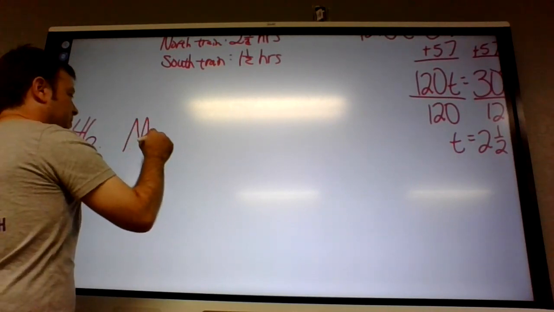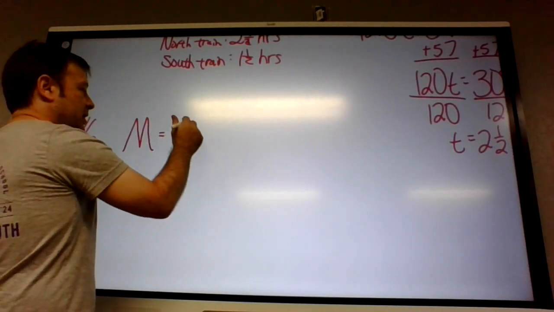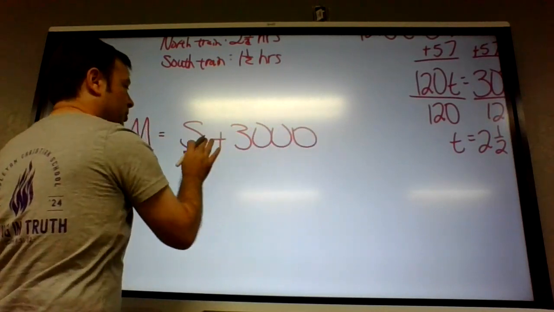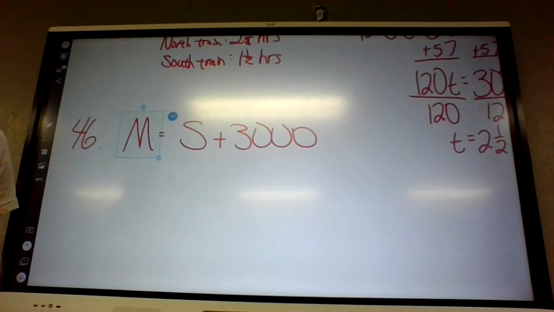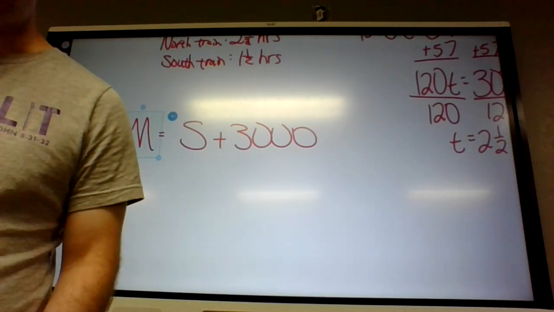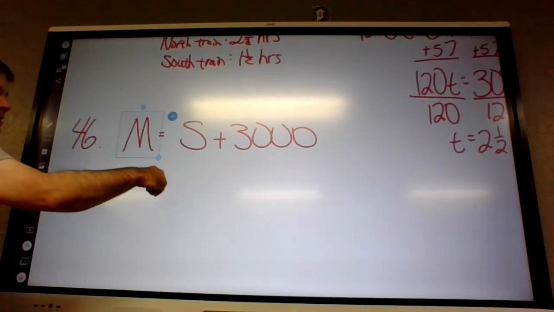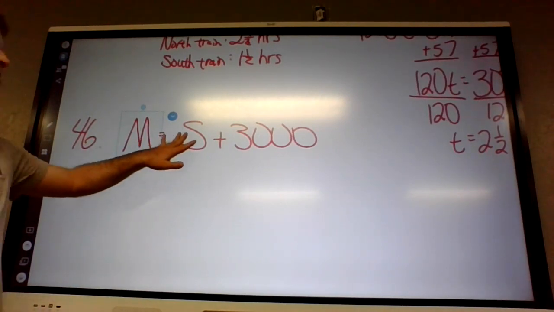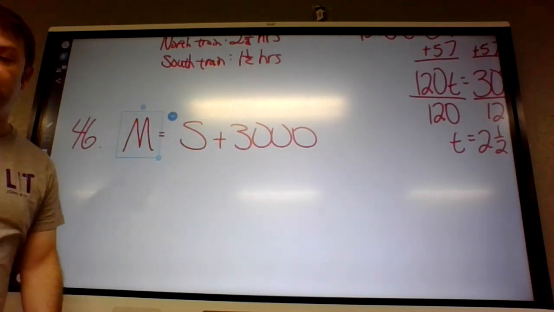Money market has more money, so to make them equal, there's a few ways we could write it. We could say it's 3,000 more than the savings, plus the savings would equal the money market account. You could also say money market minus 3,000 equals savings. But the money market has 3,000 more than the savings, so 3,000 plus the savings equals the money market.